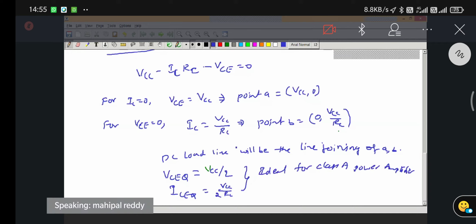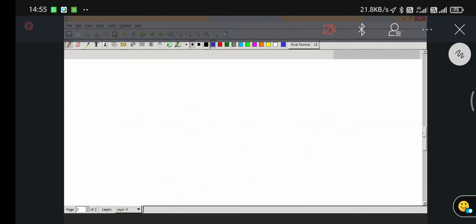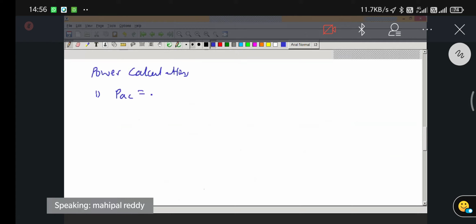Now let us see the power calculations. Let's see the power calculation for the class A power amplifier. Let's find out the AC output power.